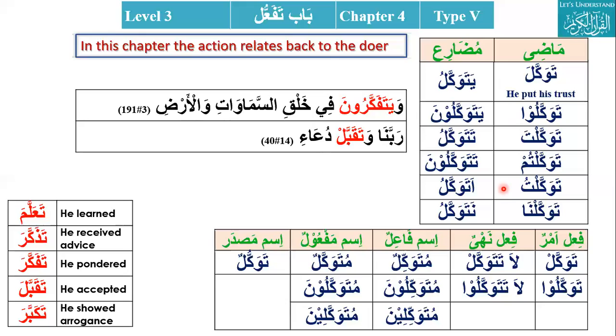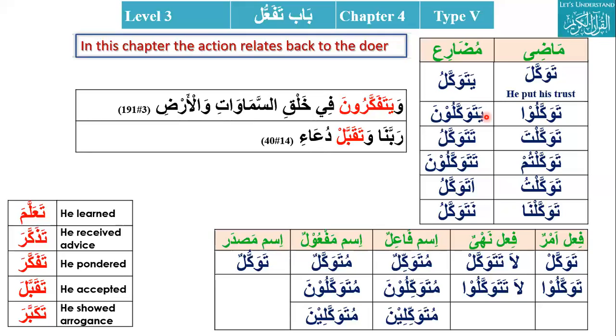Takabbartum, you all showed arrogance. Takabbartu, I showed arrogance. Takabbarna, we showed arrogance. This is madi. Yatakabbaru, he shows arrogance or he will show arrogance.